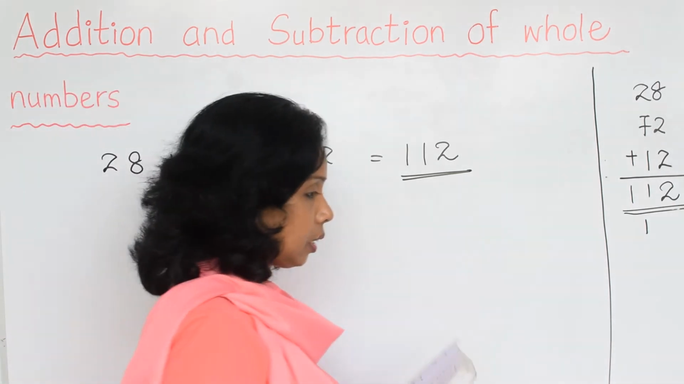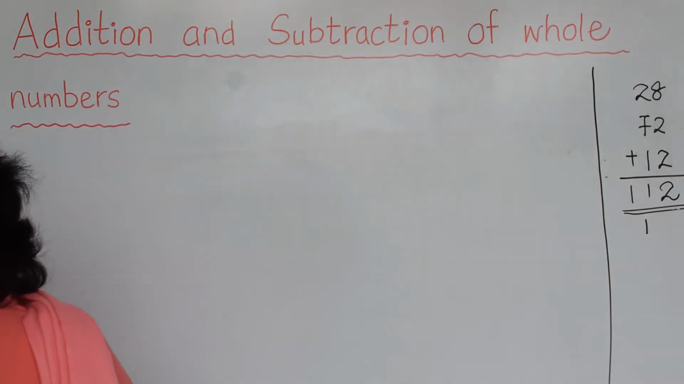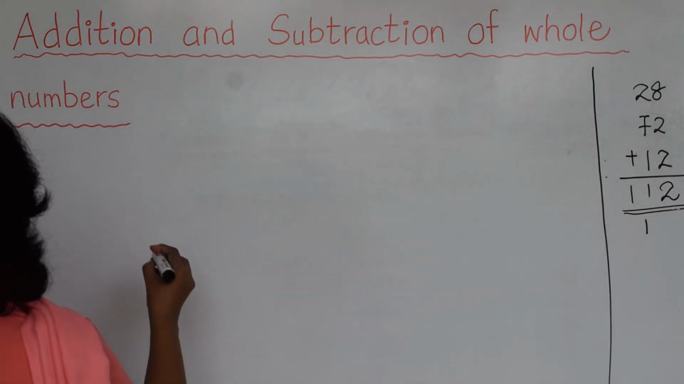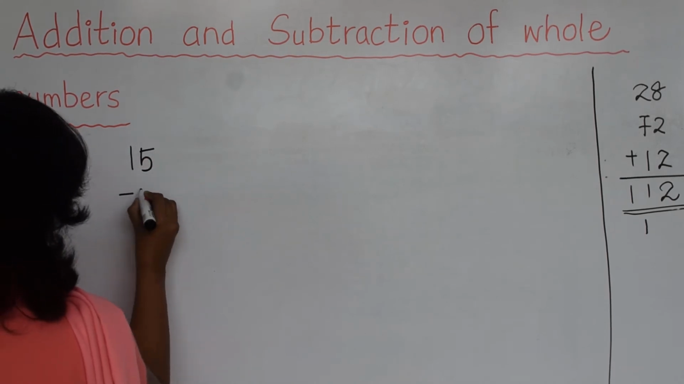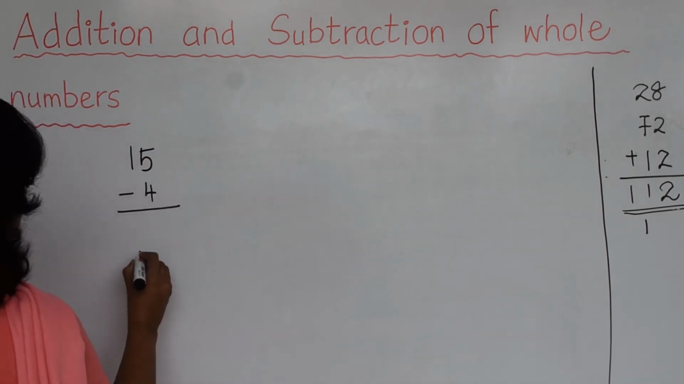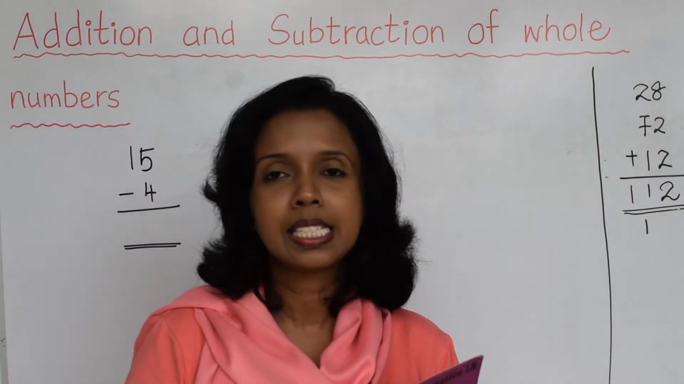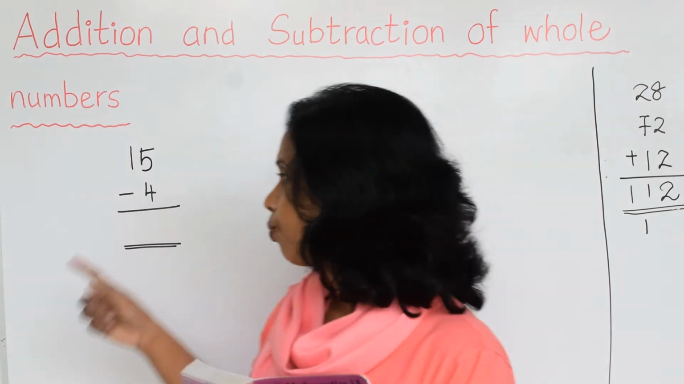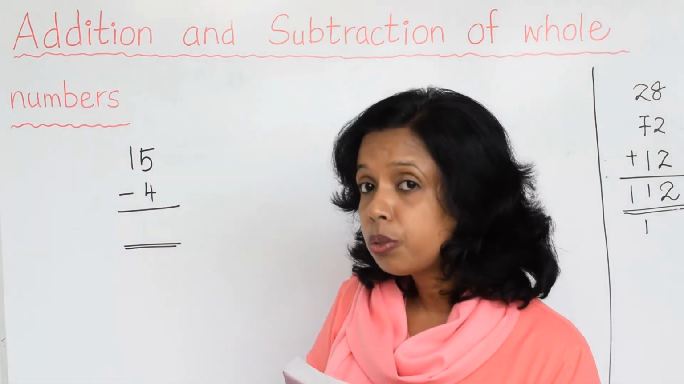So subtraction, look at this first example. So 15 minus 4. So how do you do this? 15 minus 4. So very easy. Tell me. 15. From 15 you are going to remove 4. How do you do this?